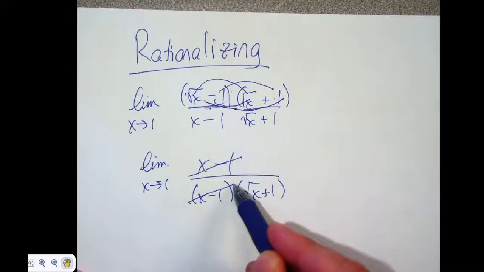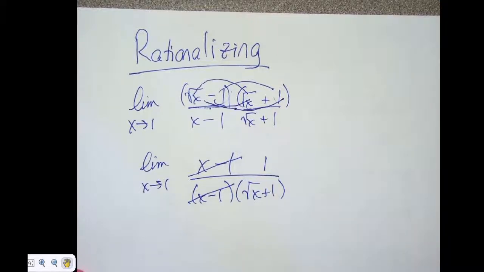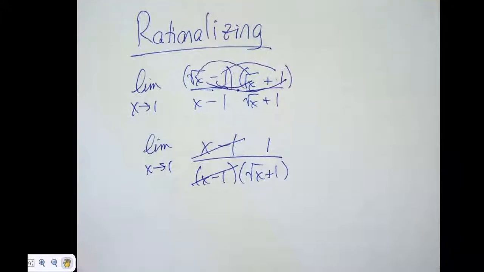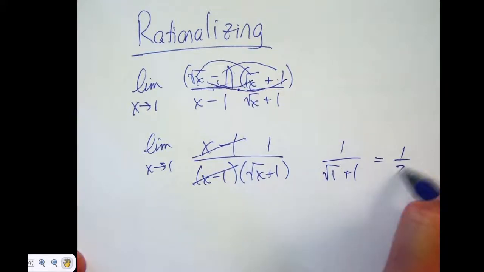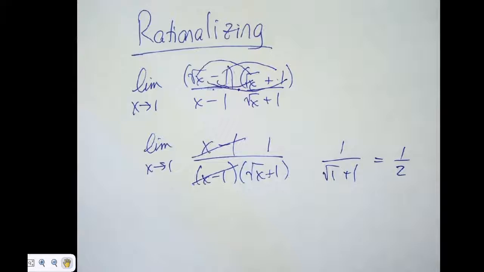The x minus 1's cancel. I got to have something on the top, so I put a 1 up there. But now if I plug in 1, I won't get 0 on the bottom. So now I can do the problem. So you put a 1 there, 1 over the square root of 1 plus 1 becomes 1 half. So the same answer to the problem I just did, just a different approach to get to it.